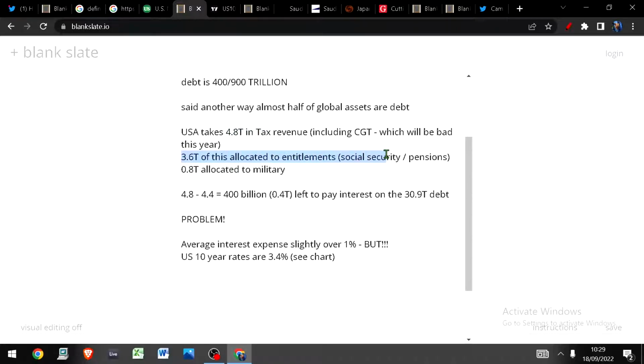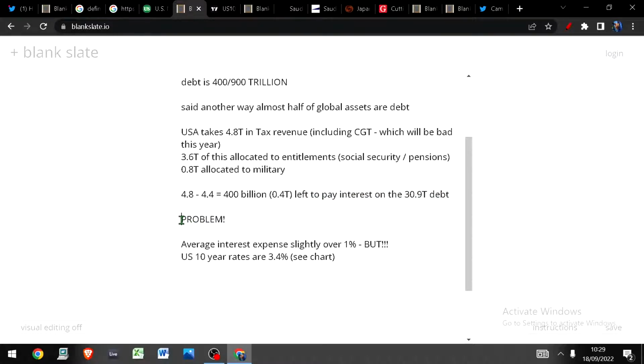So the US takes in 4.8 trillion in tax revenue, and ordinarily 3.6 trillion of this is allocated to entitlements like social security, pensions, and so forth. 0.8 trillion, or 800 billion, is allocated to military spending. So 4.8 trillion in tax revenue minus the 4.4, the sum of these two mandatory allocated expenses, leaves them with 400 billion, or 0.4 trillion, left to pay the interest on their 30.9 trillion of debt.